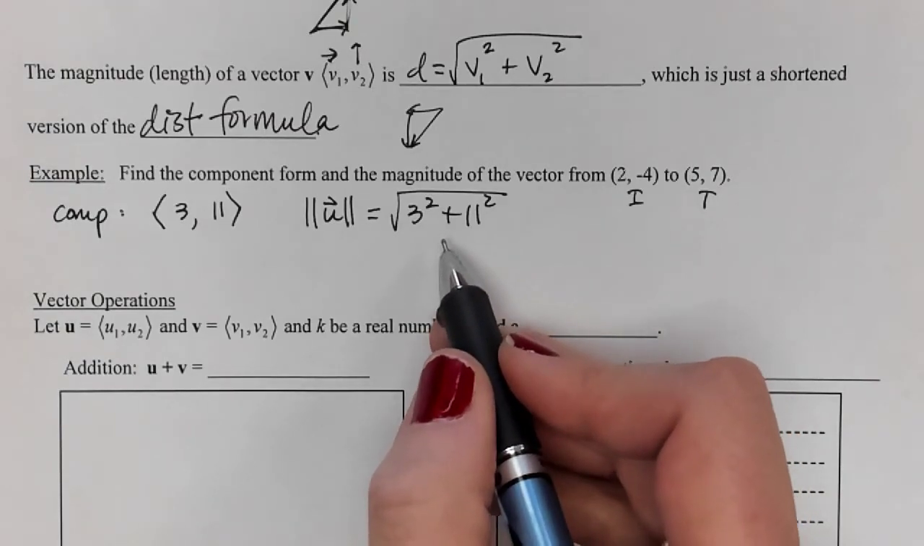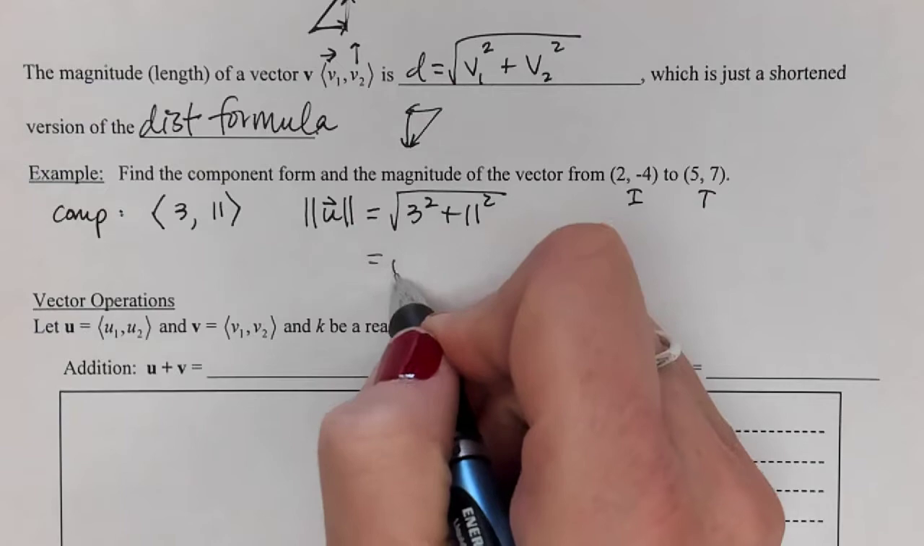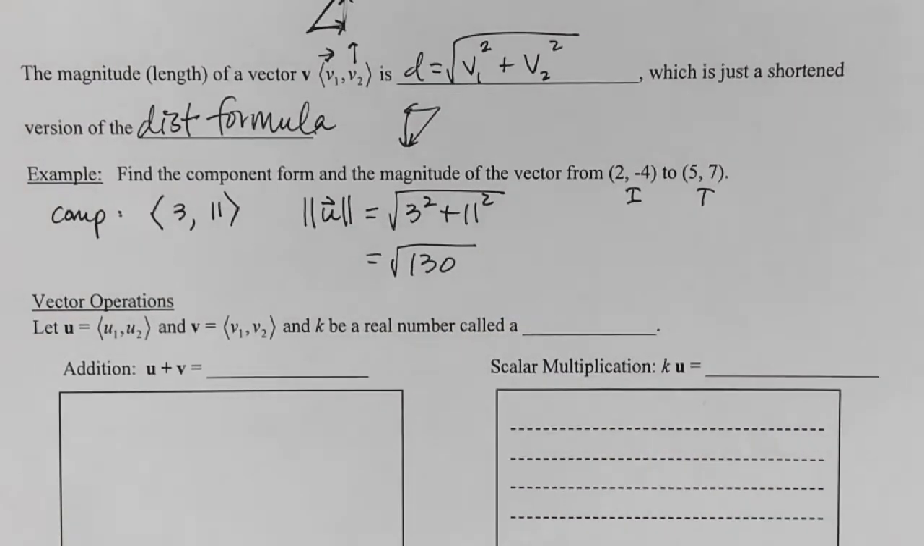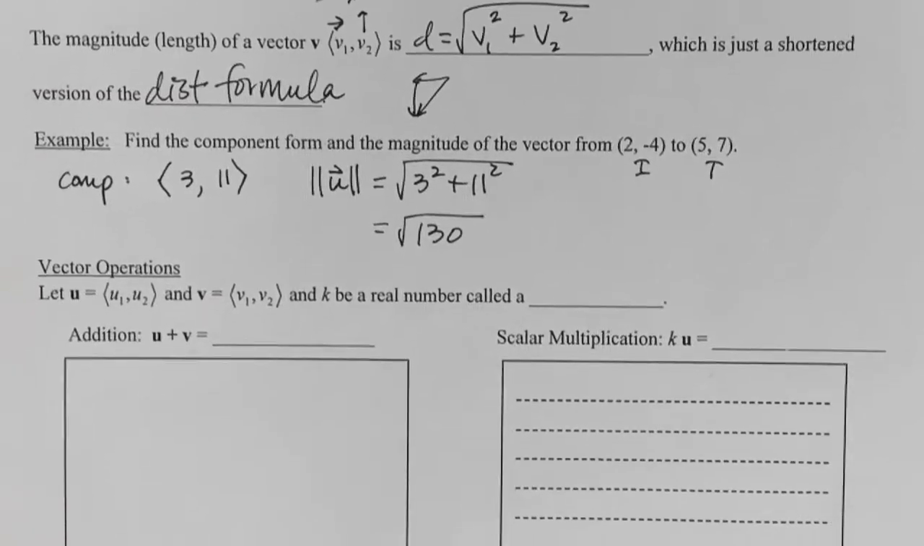So doing this, simplifying this distance formula on the test, square root of 130 is perfect. If you give me the decimal, that's okay. It's not wrong either way.